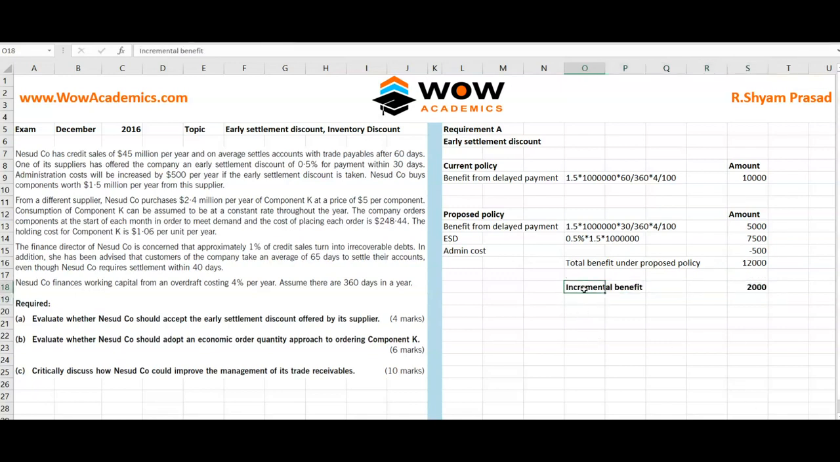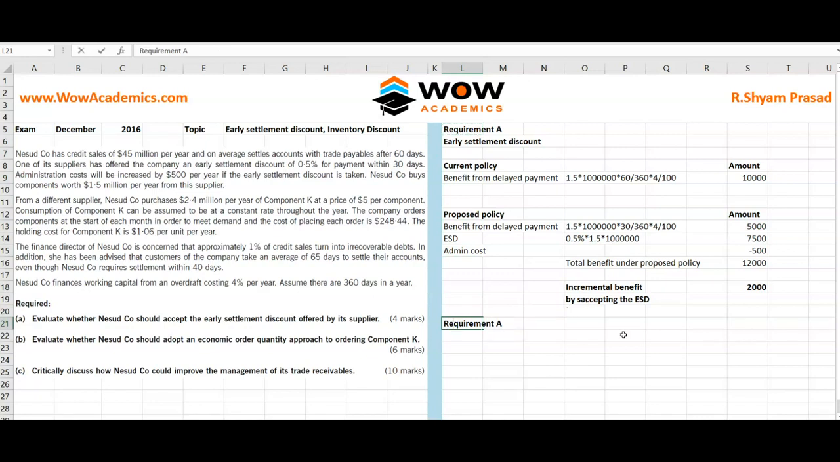by accepting the early settlement discount. So we'll get a benefit. So we can accept the early settlement discount. So that is about the requirement A. So we'll move on to the requirement B.